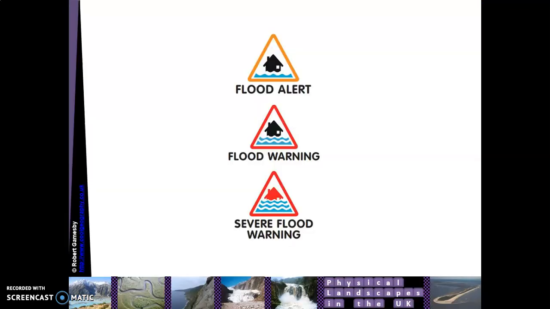So the first thing is flood alerts. You see these a lot during the winter when there's lots of rainfall. Mainly, we don't really go above an amber alert, which is just, be aware it's going to happen. The flood warnings and the severe flood warnings, that's where flooding's going to happen. And so around Manchester, we don't tend to see a lot of these happening.